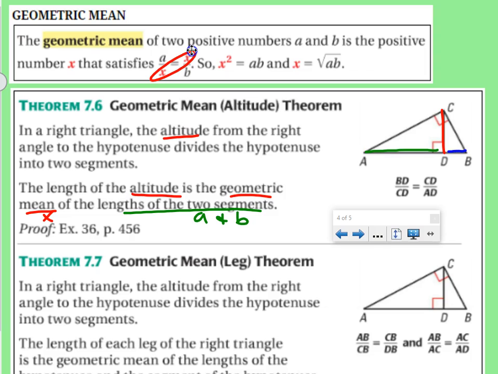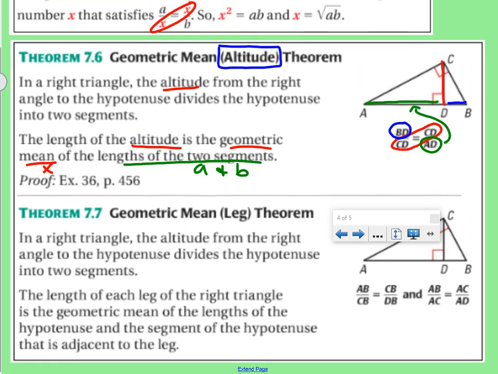So if you see, they set up that proportion. CD is both. It's your x. And then the length of one leg, AD, right there, and the length of the other leg that it cuts in half, DB or BD. This is the geometric mean altitude theorem. So that's one way to set up a proportion, depending on the information you're given. The second theorem is the geometric mean leg theorem.